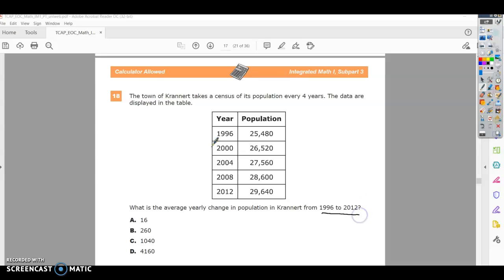Okay, so from 96 to 2012, that's going to use our entire table. And it says, what is the average yearly change? So that's pretty much talking about slope. So what is the slope? So we're going to say slope equals y2 minus y1 over x2 minus x1.